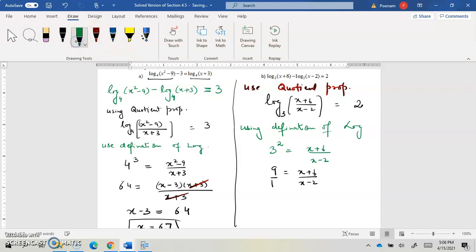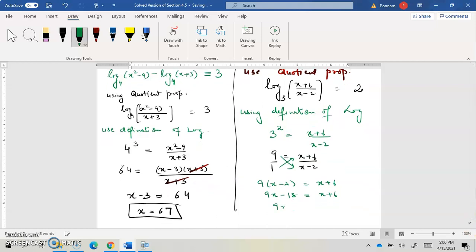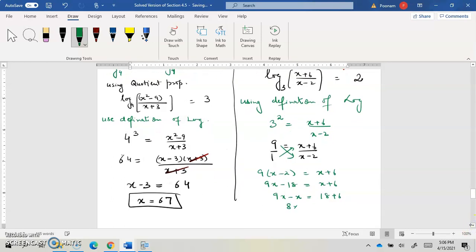We can use cross multiplication. 9 times x minus 2 is equal to x plus 6. 9x minus 18 is equal to x plus 6. Isolate x on one side, so 9x minus x is equal to 18 plus 6. 9x minus x is 8x is equal to 18 plus 6 is 24. x would be equal to 3.